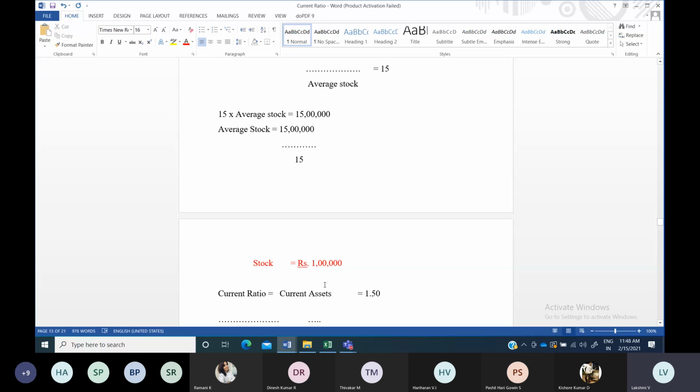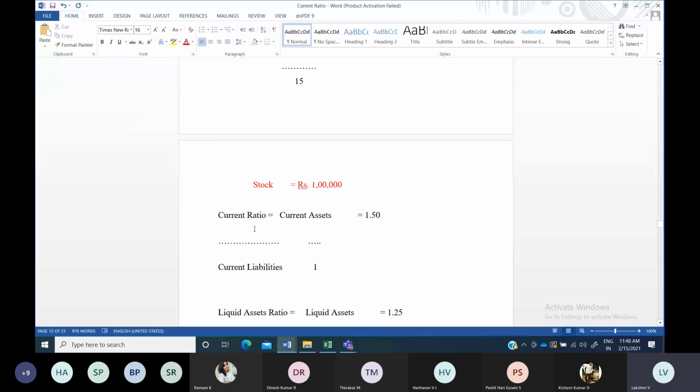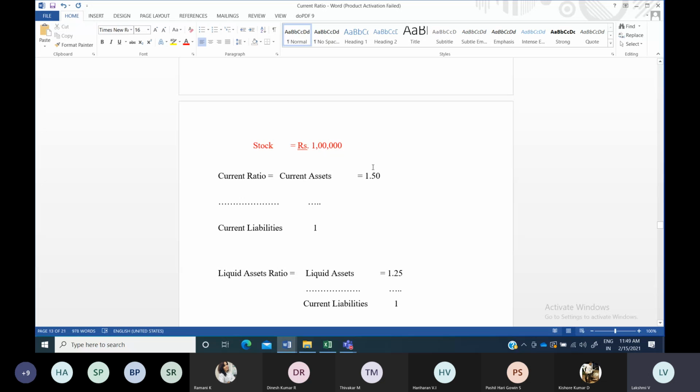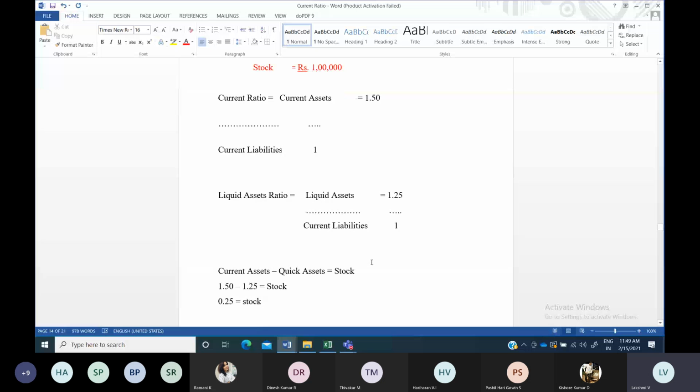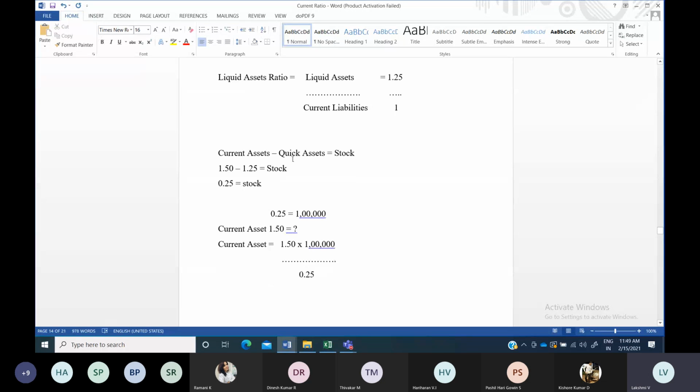After calculating the stock, we went on to calculate current assets and current liabilities. The information is already given in your question: the current ratio is 1.50 and the liquid ratio is 1.25. I substituted everything here, current assets and quick assets, and found out the stock. The stock amount I already know is 1 lakh rupees, with which I calculated the current assets amount, which is 6 lakhs, and the quick assets amount is 5 lakhs.